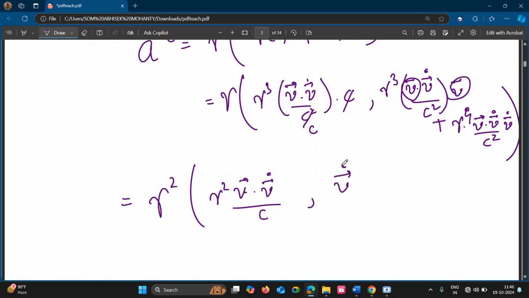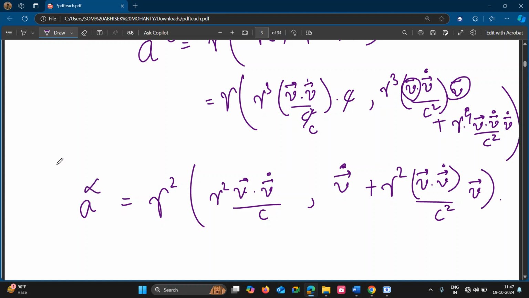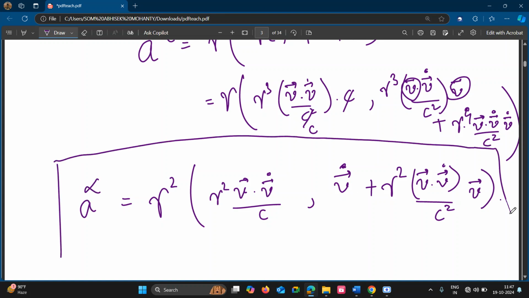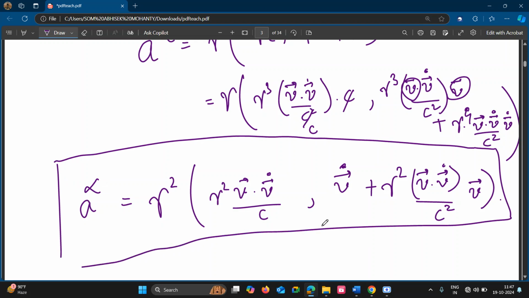Okay, v dot plus gamma square. You can easily solve it, no problem. I've done up to this point. You can solve it after this, by c square into v. Okay, so this is your a alpha. You don't need to memorize it. You need to be able to solve it when asked.